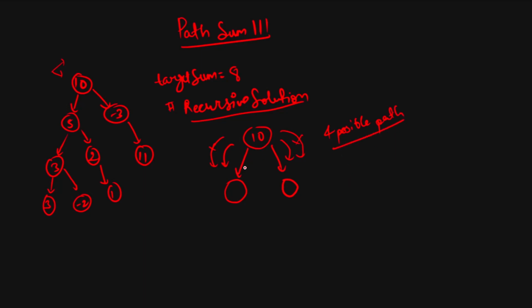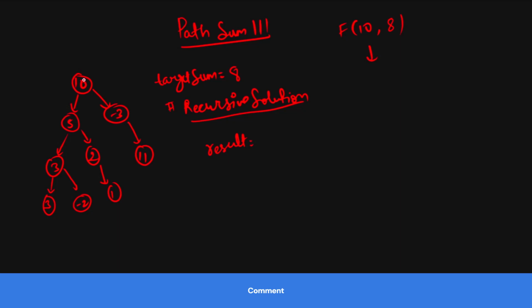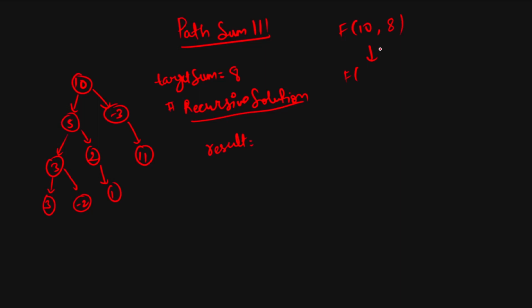Okay, so now let's understand how. Let's say this is my function at 10, and I have been given a target sum 8. Right now I am making a result which will store the number of paths. So I am at 10. First of all, I am assuming the first case, where I am not including this sum. If I am not including this 10, then my sum remains 8. I am at 5, my sum remains 8.